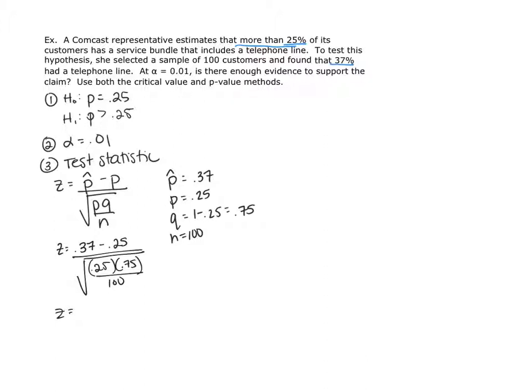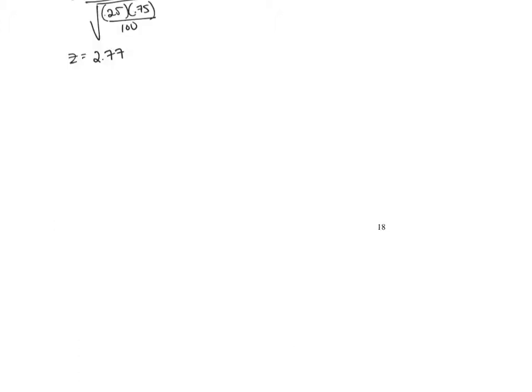The value of the test statistic is 2.77. Always round your test statistic to 2 decimal places. Step 4, we start making our decision. Based on our alternative hypothesis, this is a right-tailed test.